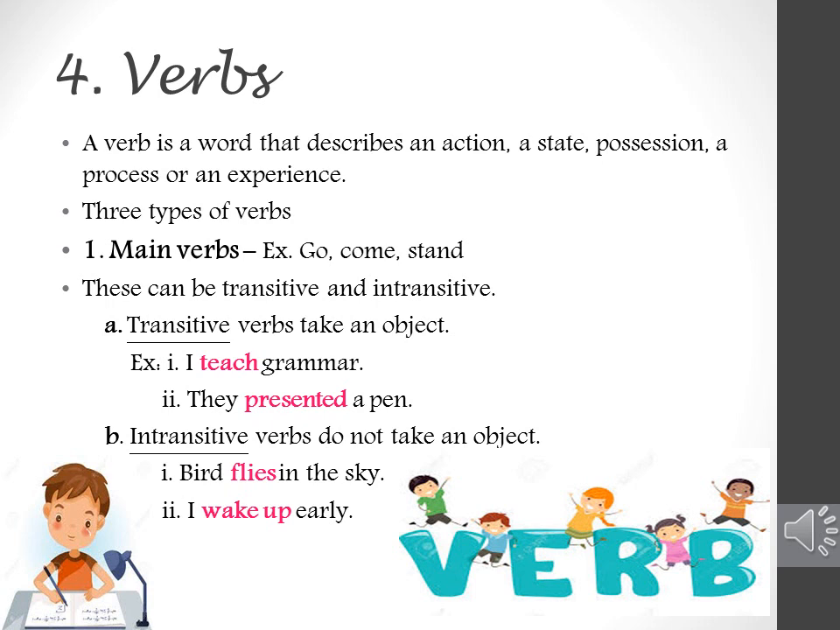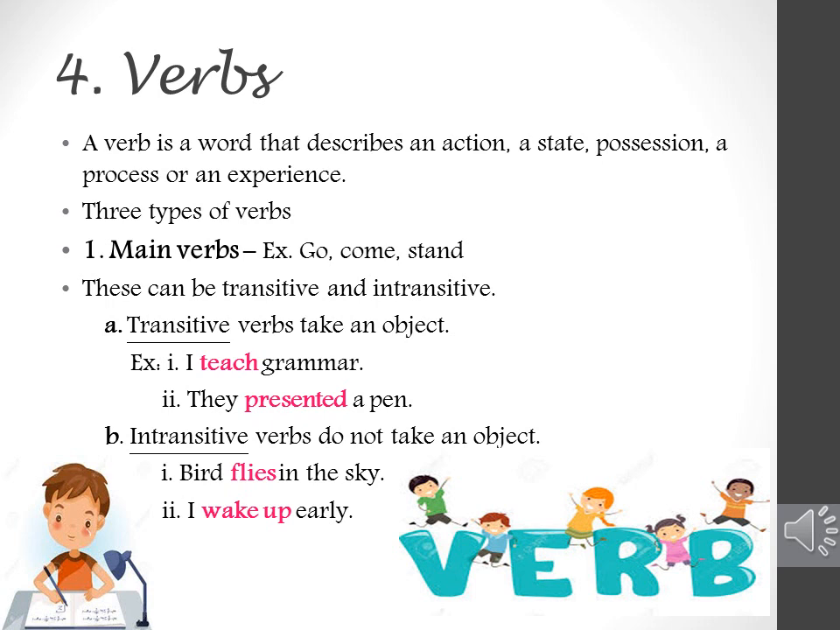These can again be divided into transitive verbs and intransitive verbs. Verbs like go, come, sit, stand are examples of main verbs. Transitive verbs take an object. For example, in the sentence, I teach grammar, I is the subject, teach is the verb, and grammar is the object. So here the verb teach is taking an object after it. So this is called a transitive verb.